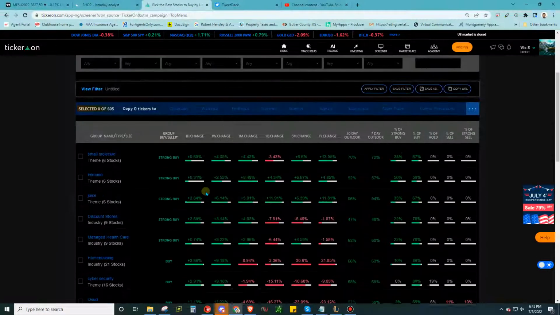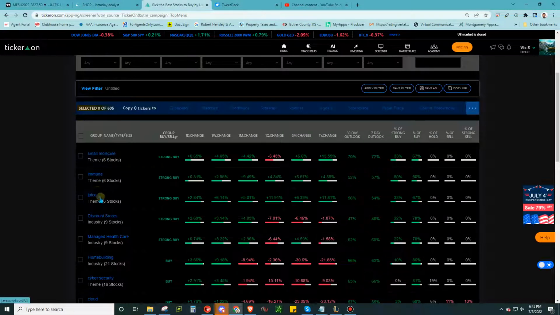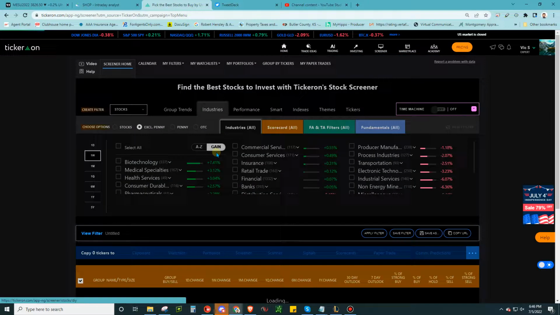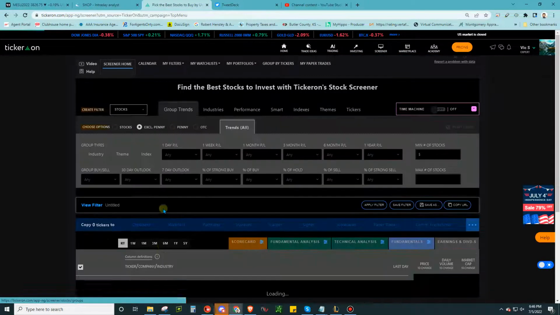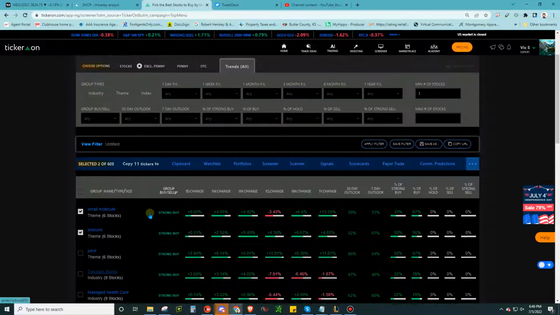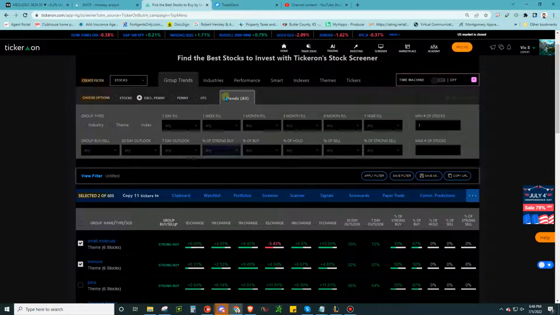Let's look at the group trends. Group trends, we got small molecule, immune, juice, discount stores, managed healthcare. So all of these are strong buys. They've got 5 strong buys with 18, 24, 36 different stocks to look through. So I'm not even going to mess around with anything else. We'll just look at these. So we got our trends here. We got basically health, and we've got the themes basically. So I'm interested in these right here. These will be set to a watch list.